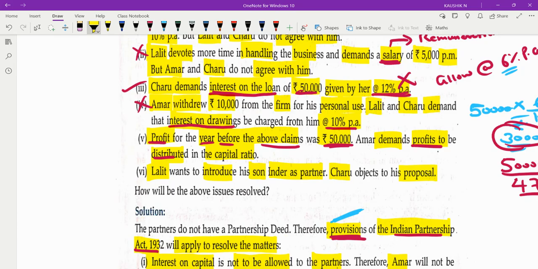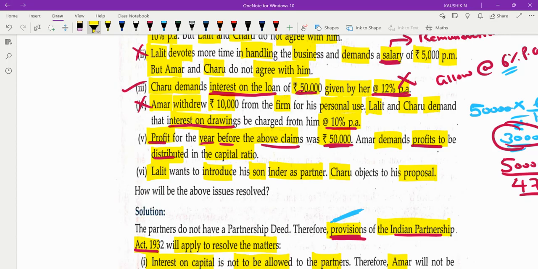Okay, so now what is this concept all about? Lalit wants to introduce his son into the business. The name of the son is Inder, but Charu, one of the partners, is objecting to this proposal. Now tell me whether it is possible to introduce his son Inder into the business when Charu is objecting? Not possible. So what is the concept here? Admission of a partner. Very good.